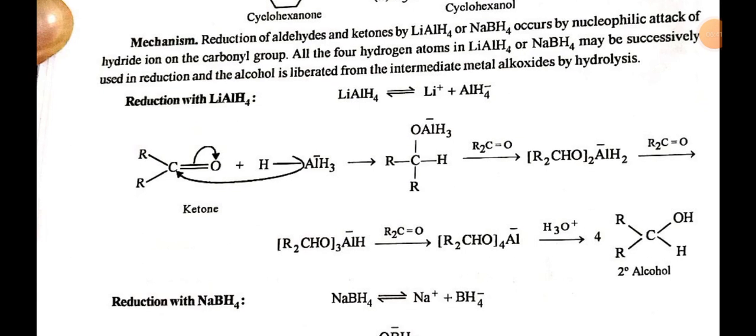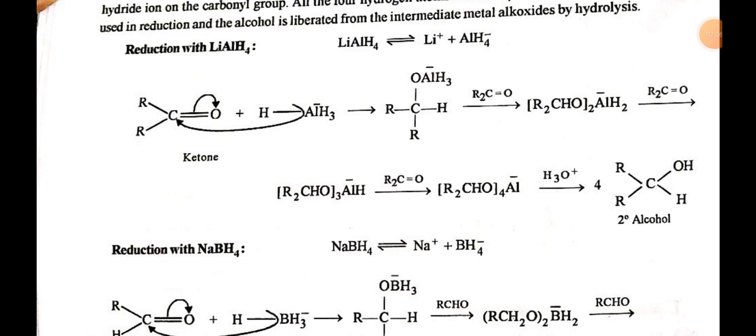What is the mechanism? The reduction of aldehydes and ketones by lithium aluminum hydride or NaBH4 occurs by nucleophilic attack of hydride ion on the carbonyl group. All 4 hydrogen atoms in LiAlH4 or NaBH4 may be successively used in reduction, and the alcohol is liberated from the intermediate metal oxides by hydrolysis.